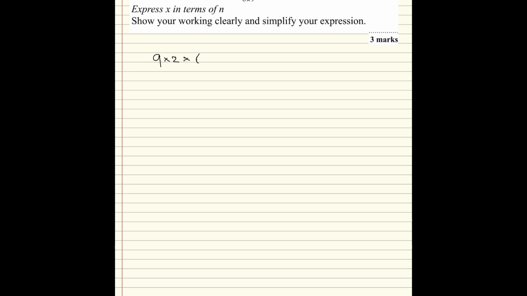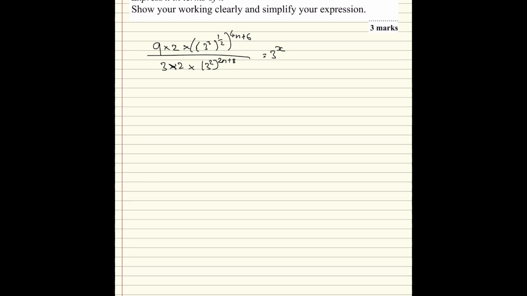times, now 27 can be written as 3 to the power of 3. Now it's a square root, so I have to put it to the power of a half. I'm going to do another set of brackets because I've got this 4n plus 6 here. And that's all divided by 3 times 2, 3 times 2 times 3 squared, because 9 is 3 squared, to the power of 2n plus 8. And that is equal to 3 to the power of x.